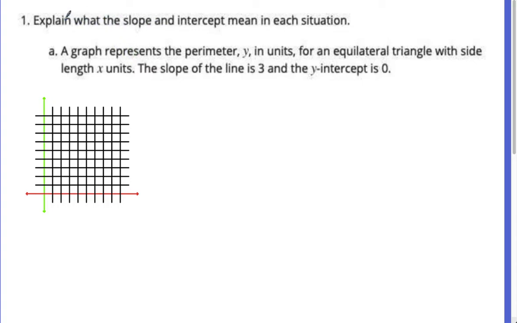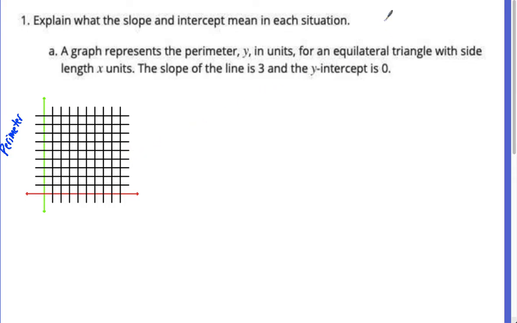So for these first four, we have to explain what the slope and y-intercept mean in each situation. So I'm going to actually do a little graph for each one, not necessarily draw a line, but just kind of talk about what the parts of the graph would look like, and that will help us understand what the slope and the y-intercept mean. So here a graph represents the perimeter y in units. So it tells me that the y is the perimeter. So I'm going to label that best I can here, perimeter, in units for an equilateral triangle.